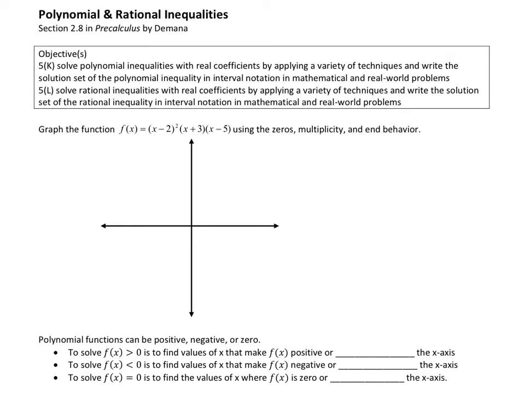So we start graphing this function by finding the zeros. By finding the zeros, we just have to know the factors. And look, it's already in factored form here. So the zeros for this particular function are what? What are the zeros?